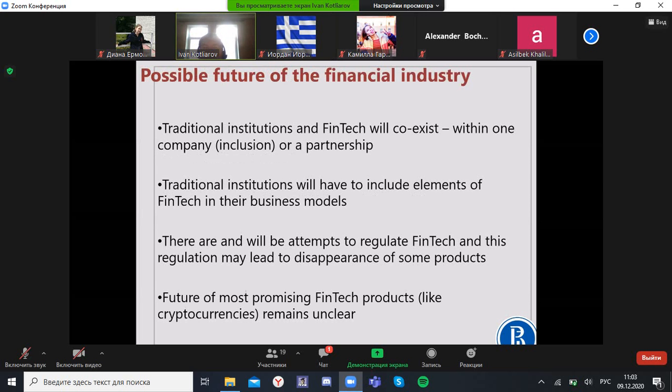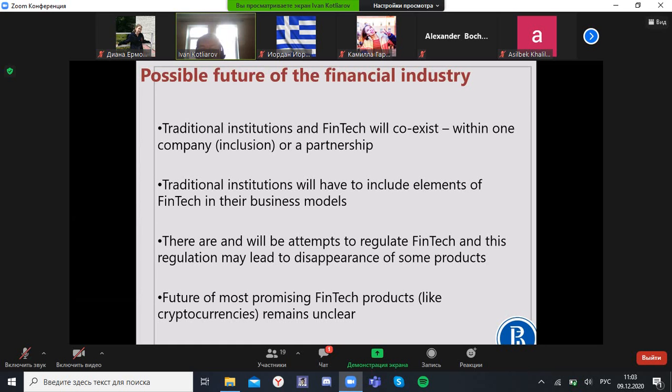Okay, so what is the possible future of the financial industry? Ladies and gentlemen, most probably traditional institutions and fintech will coexist within one company. So in this case, we will have an inclusion. Sberbank is a very good example. Or a partnership. A partnership is the case of Contacti and VTB24. A bank and a digital company establish a partnership. Obviously, traditional institutions will have to include elements of fintech in their business models. Obviously, it is crucial for them to survive. Digital elements should be present in the business models of all financial institutions.